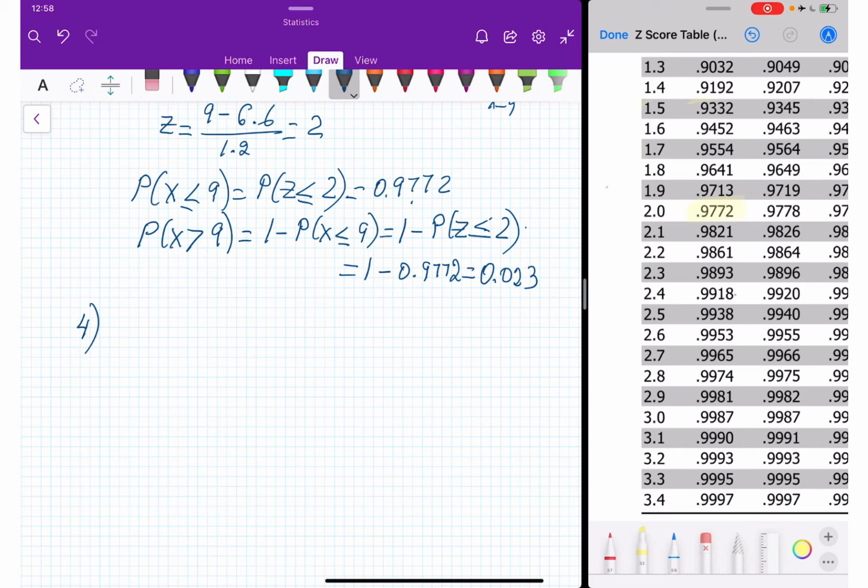Question number 4. Use the normal distribution of fish lengths for which the mean is 10 inches. We are measuring the fish length. Average of fish is equal to 10 inches. Okay? Standard deviation 4 inches. Assume the variable x is normally distributed. So we have normal distribution, which means we can use z-score.